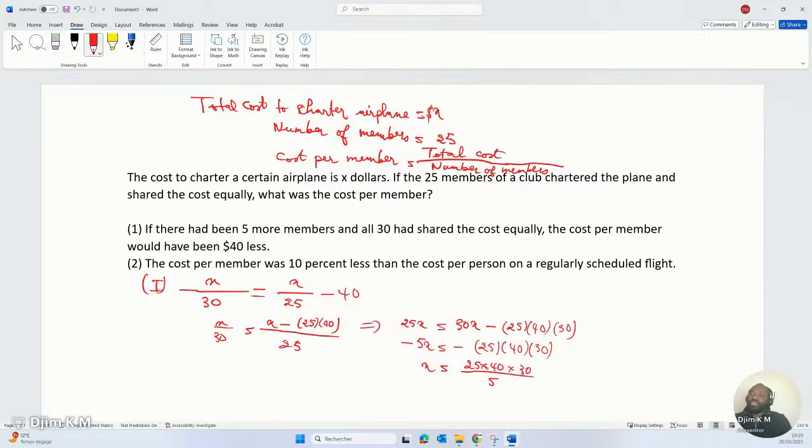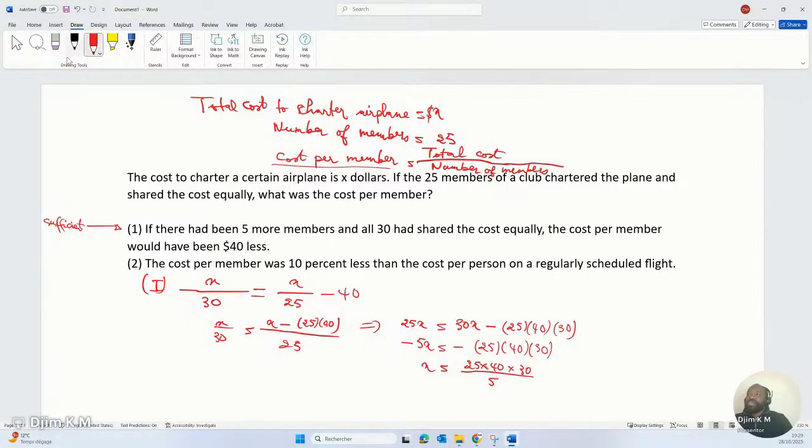So this would allow us to have the total cost, okay? The total cost shared between the 25 members. Okay, so if we have the total cost and we have the number of members, then we can find the cost per member. So I think this one is sufficient. That's what I think.